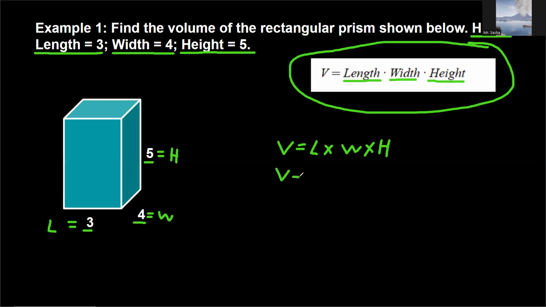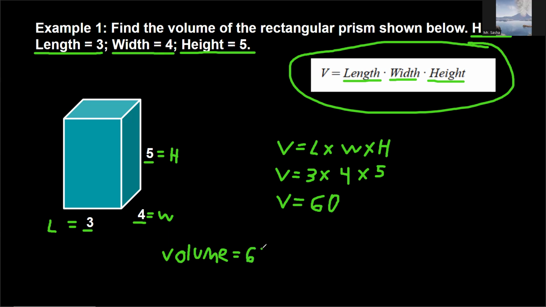So now let's substitute for that. The length is 3. The width is 4. And the height is 5. Now let's multiply those three together. Remember, length times width times height. So 3 times 4 is 12, times 5 is 60. So the volume of this rectangular prism is 60. The volume is equal to 60. Now we can say like 60 meters, maybe.